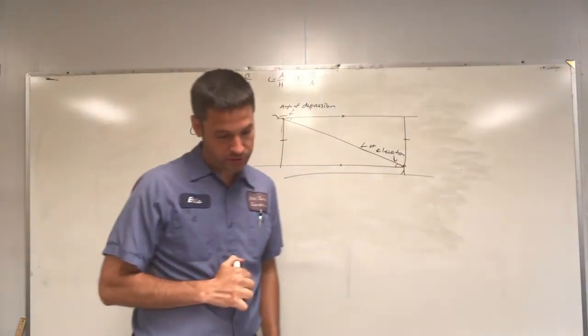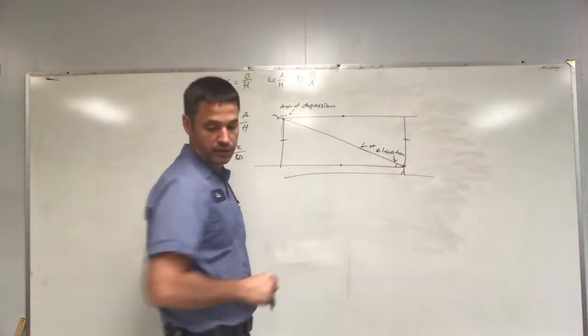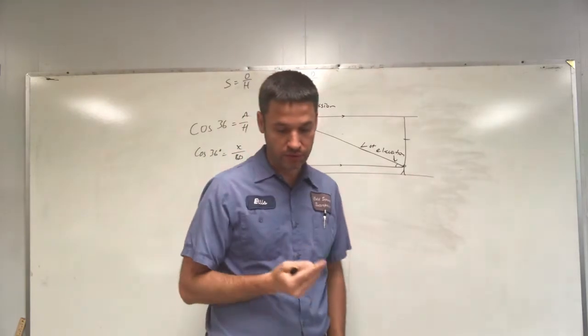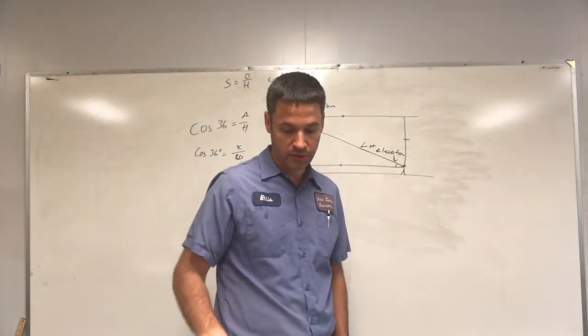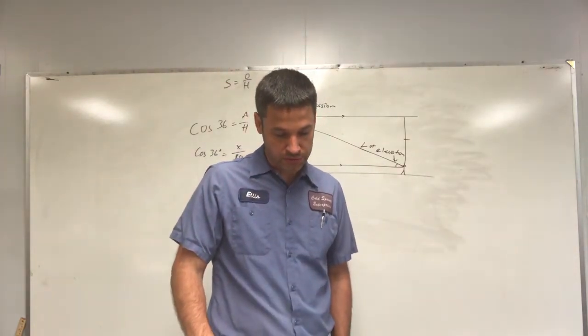Top of the next page tells us what we were just talking about here. That is alternate interior angles, and they're congruent. So angle of depression, angle of elevation, they are congruent. All right, going to the next one, example 2.